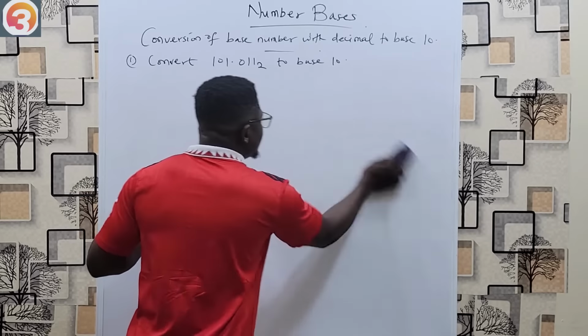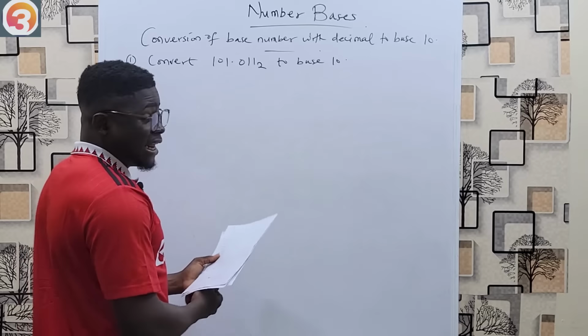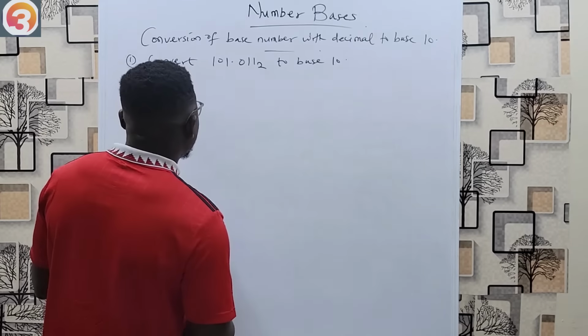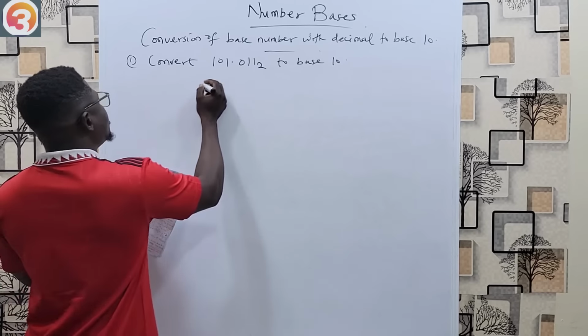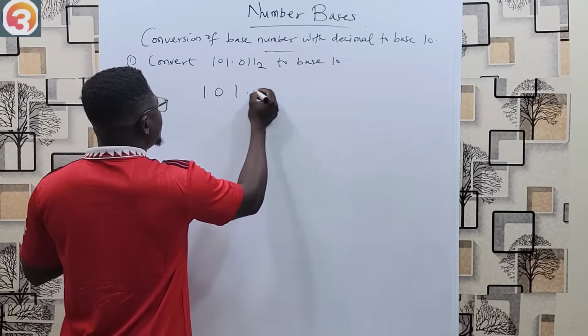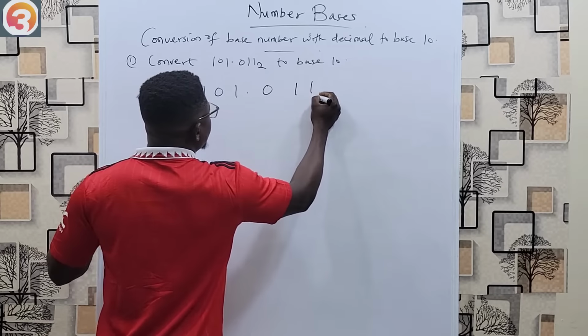That's just a throwback. It's a side tip. So now, let's go back to the question since we are able to jog your memory. So I'm going to have 101.011 base what? Base 2.